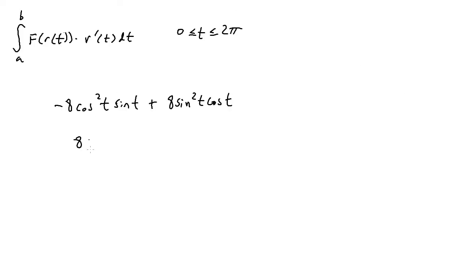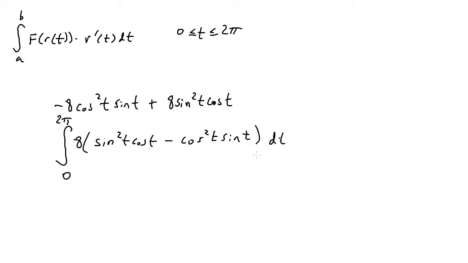So we get 8 times, and I'll rearrange the two terms. So I'll put sine squared t cosine t first. Since there's a negative, I'll move that next. So then minus cosine squared t times sine of t. So now I can go ahead and integrate since I've found the dot product from a to b. Now our bounds, remember, t bounds are from 0 to 2 pi, so we just put from 0 to 2 pi, and we're going to integrate with respect to t.